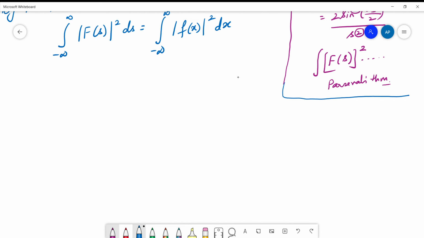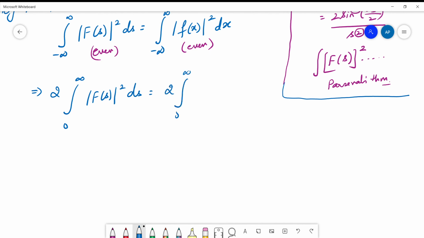Check that they are even functions. So first of all, remove that minus infinity and make it 0 to infinity. So this becomes 2 times the integral from 0 to infinity of mod f of s the whole square ds, which is equal to 2 times the integral from 0 to infinity of modulus f of x the whole square dx. There's no need to write the modulus because the limits are above 0, so it's on the positive side.